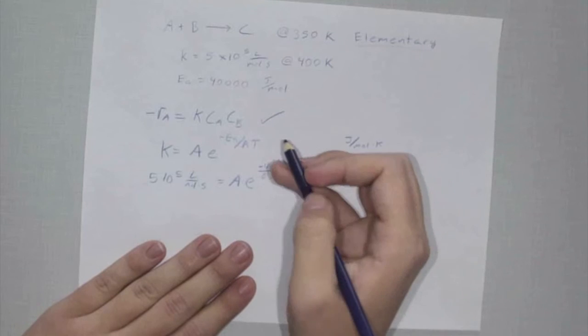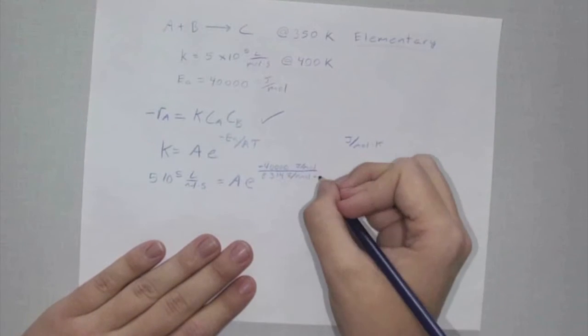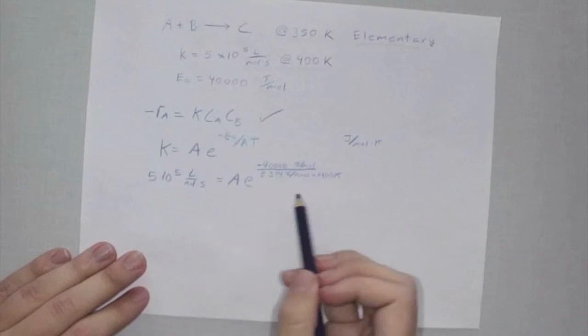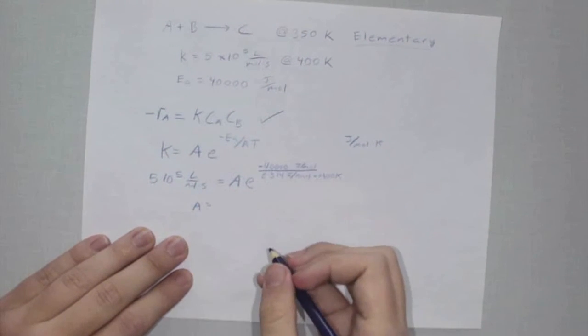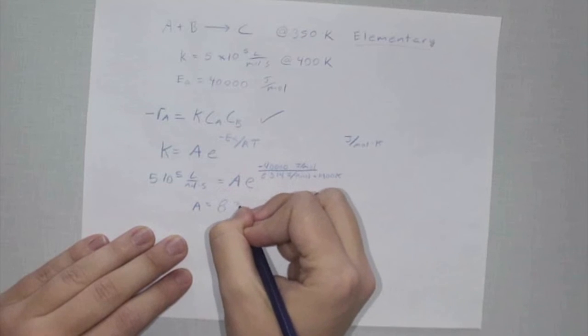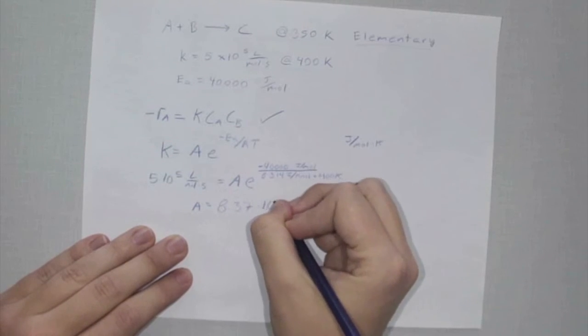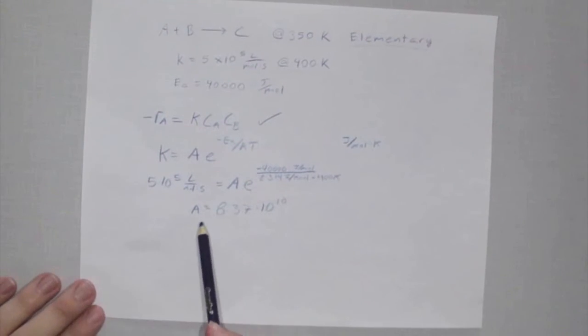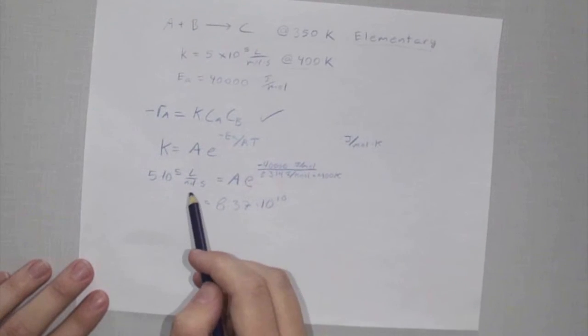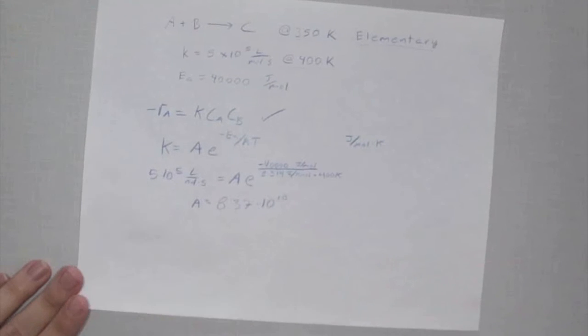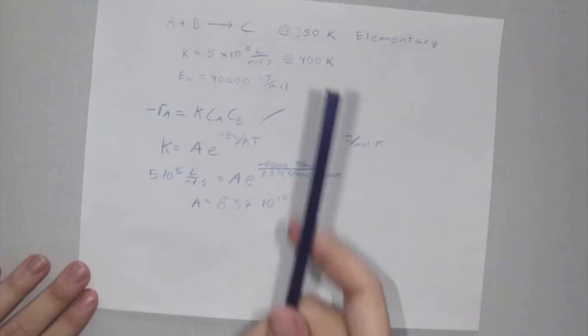And we're just going to multiply that by our T for this K value, which is 400 Kelvin. You'll solve that all for A. Once you go through and do all that, you'll get an A value that is equal to 8.37 times 10 to the 10th. So that's great, but that doesn't need to go up into our rate equation. A new K value does. So now we can use this equation again to find a K value at 350 Kelvin.